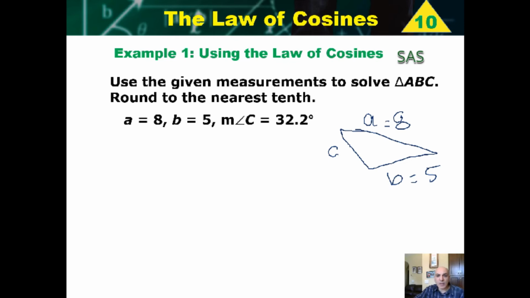Okay, they give me a measure of angle C, so now I need to label my things. Lowercase a is opposite angle A, b is opposite angle B, and little c is opposite angle C. So now this angle is 32.2. A little bit awkward, we're not used to decimals, but hey, no problem with that. Anyway, the first step is to find the length of the third side.